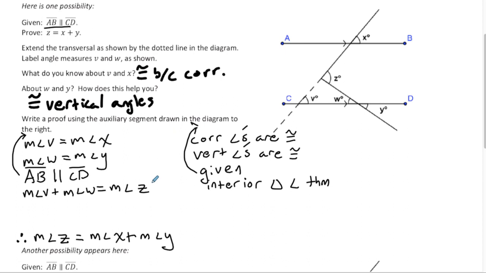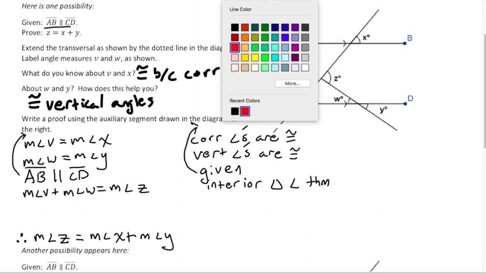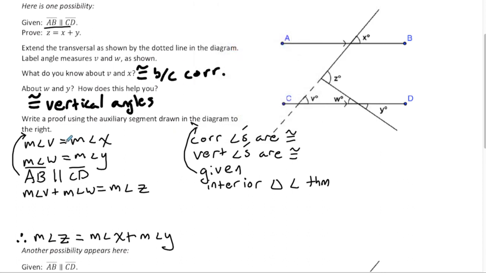We're almost there because what we have now is z is equal to w plus v. We need to somehow transform w and v into an x and a y. And we have that up here. V and x, w and y, we can transform them. I can switch them out, and I can actually do that in a different color already.